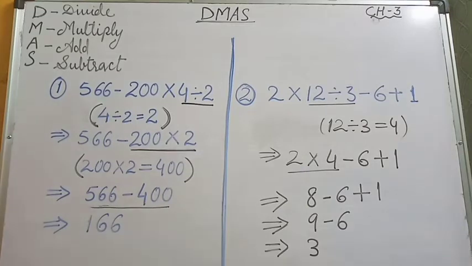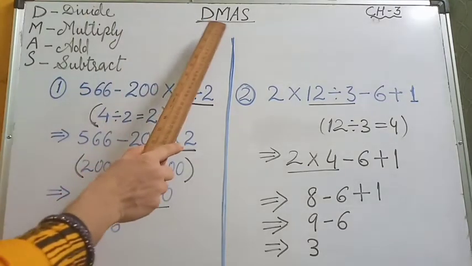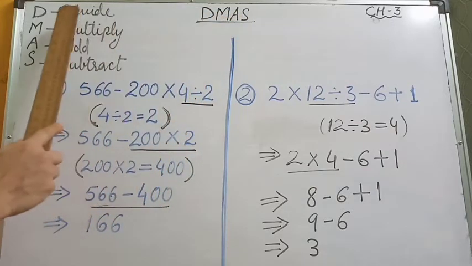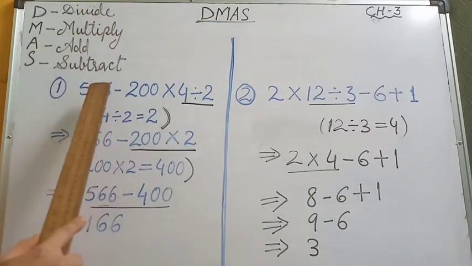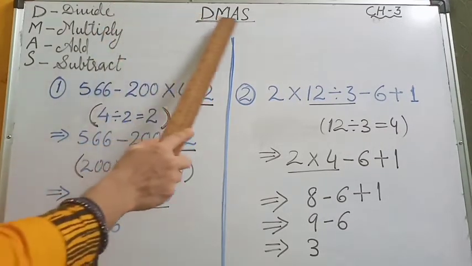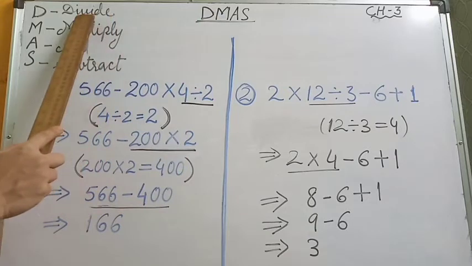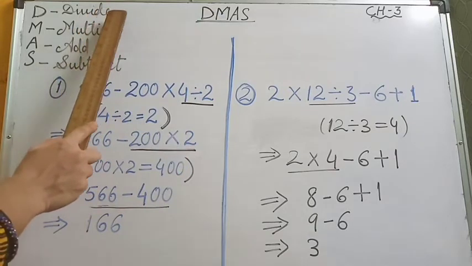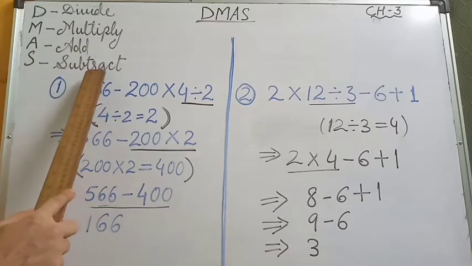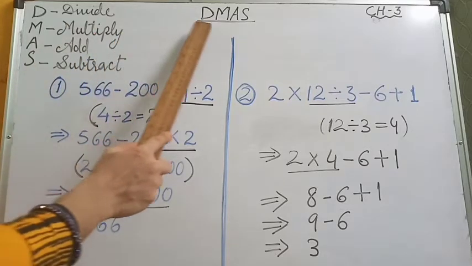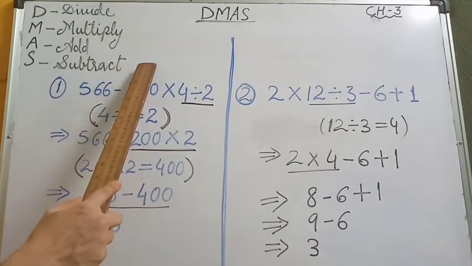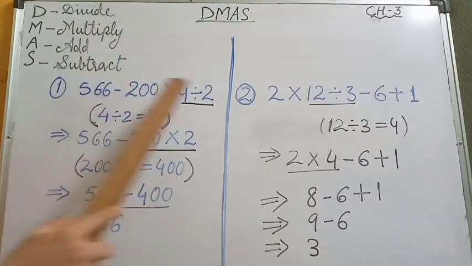Students, we have just learnt DMAS rule of simplification. According to this rule, first we have to divide. If any expression is having two or more operations, we have to follow DMAS rule, and first of all we have to solve the division, then multiplication, then addition and then at last subtraction. That means DMAS rule says the order of the operations. So let's do some examples.